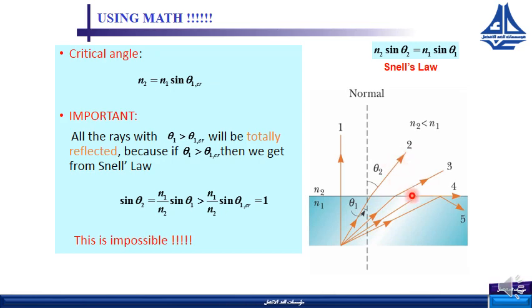If we examine this figure quickly, for a normally incident ray, it crosses without any deviation. As the angle of incidence increases, the angle of refraction also increases, and it's always greater than theta 1. For ray 4, it grazes the surface, so we reach the critical angle beyond which the ray will be trapped in the medium.